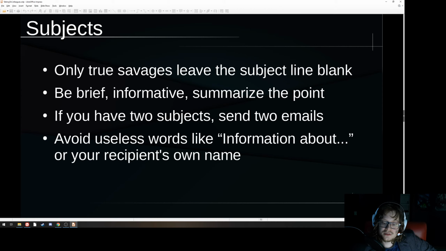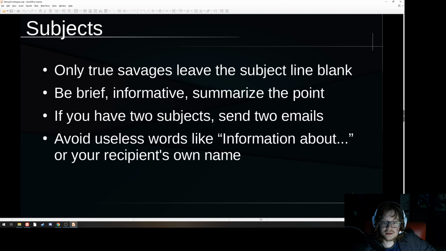Avoid useless words like information about or discussion of, any of these kinds of things where you're just preluding the subject. So just start with the subject right away. If it's information about an application, just say application and then what you're talking about in it.